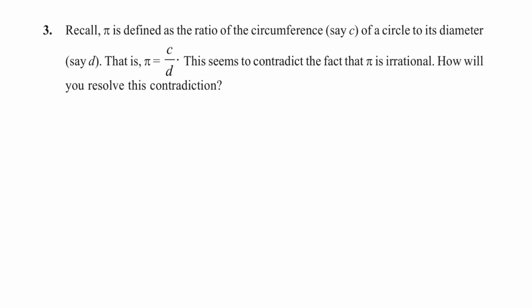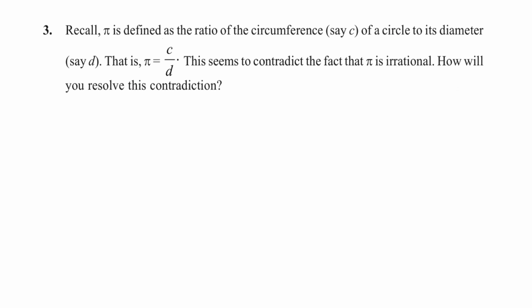Recall, pi is defined as a ratio between the circumference of a circle by its diameter. That is, pi is equal to c divided by d, meaning circumference divided by diameter. This seems to contradict the fact that pi is irrational. How will you resolve this contradiction?